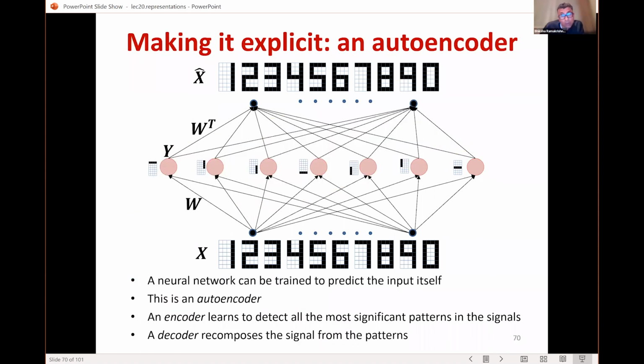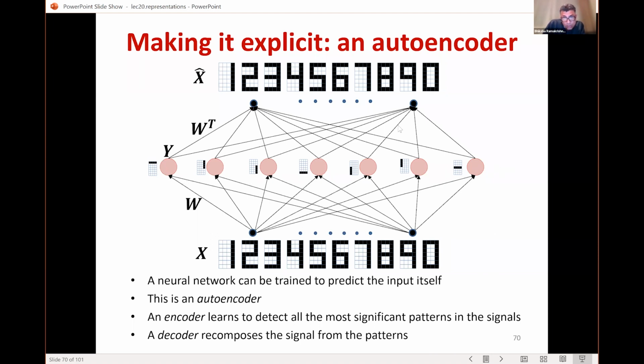But then let's formalize it. Let me train a neural network that is trained to predict the input itself. This is what we call an autoencoder. So then the autoencoder has a lower portion we call an encoder, which learns to detect all the most significant patterns in the signal, in the input.